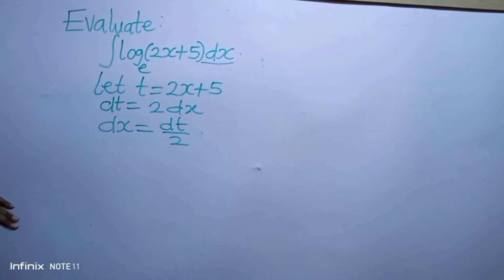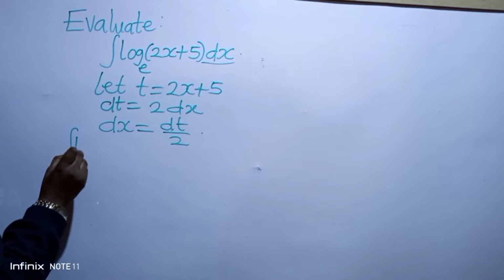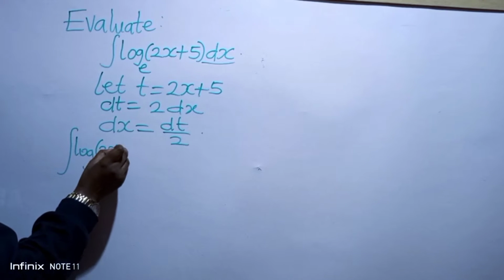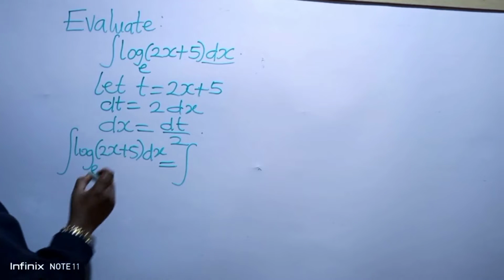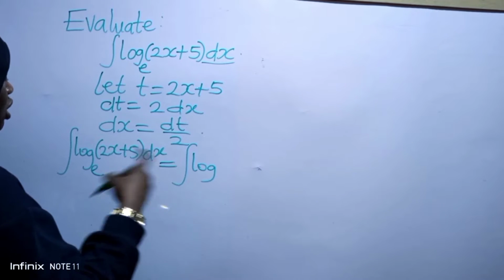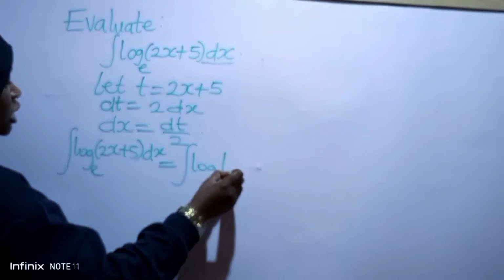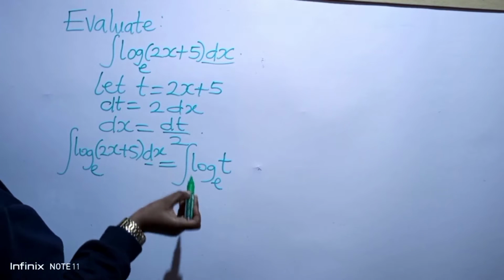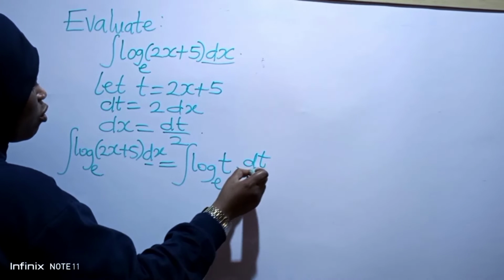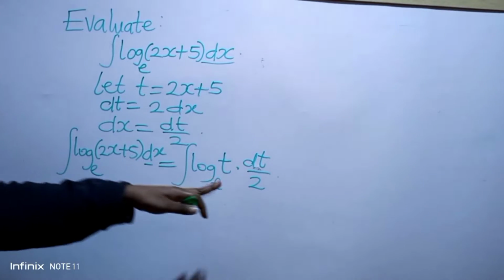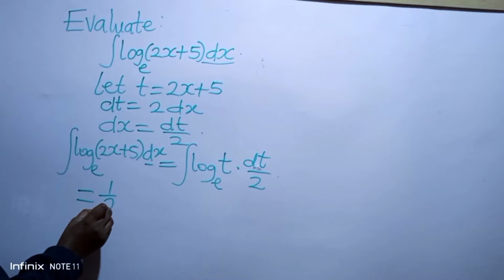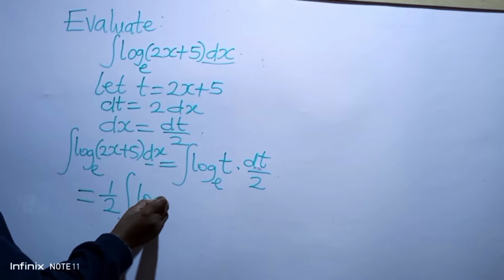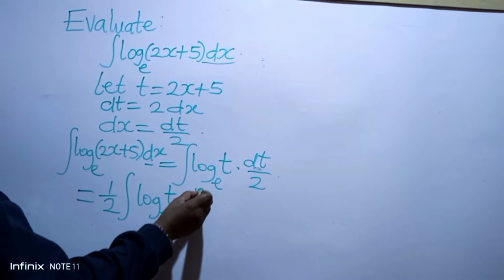Having known this, the next thing is to substitute all these values inside the integral. So I have the integral of log(2x + 5) dx base e is equal to the integral of log, what is the value of 2x + 5? t. So I put t. Then dx is dt over 2. So I have 1 over 2 here, and I take it out because it is constant. So it is equal to 1 over 2 times the integral of log t base e dt.